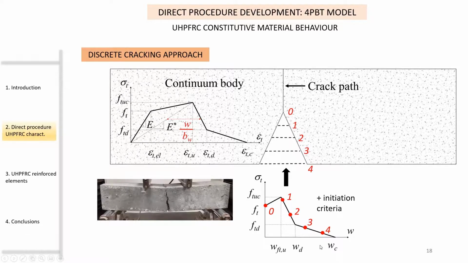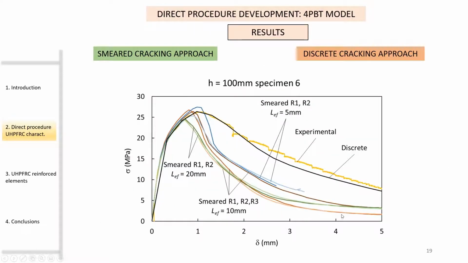When we compare the results from the discrete cracking approach, the smeared and the experimental, we can see how the discrete cracking approach is able to simulate with good accuracy all the curve, all the experimental bending curve from the unreinforced 4-point bending test. So to validate our direct procedure, the discrete cracking approach is the best option.